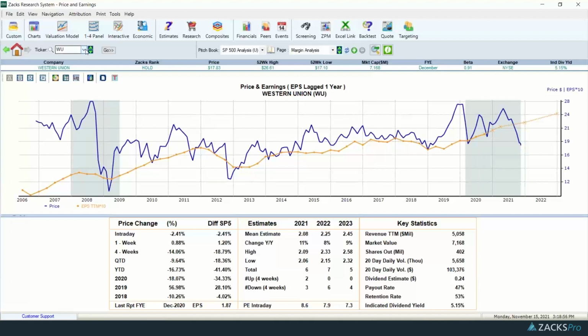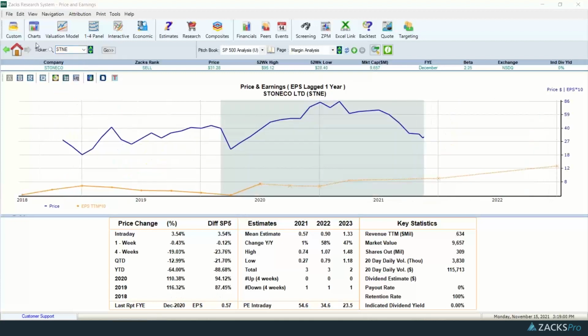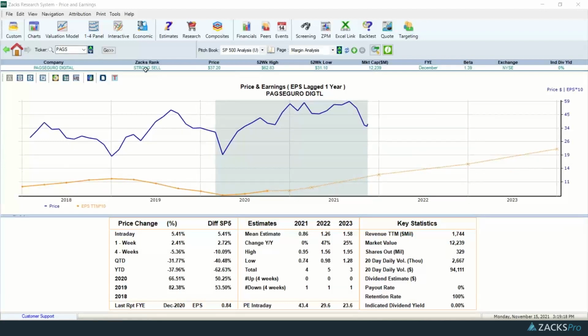So let's just briefly mention StoneCo and PagSeguro. Again, more political risk here than anything, with the Brazilian government cracking down. And that's really the message with these super speculative fintech stocks that you'll find all over the world. Notice that StoneCo is a Zacks rank sell and PagSeguro is a strong sell, right? So these estimates have really reined in. We've seen that, and a lot of that is obviously due to more geopolitical type risk.